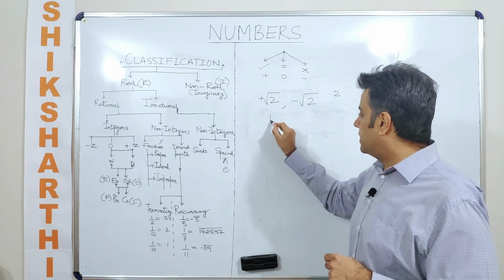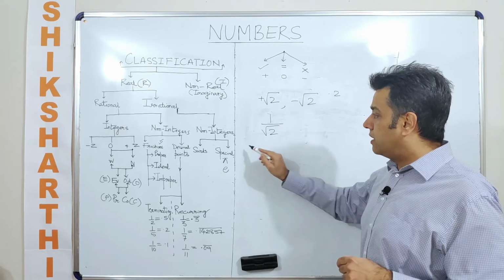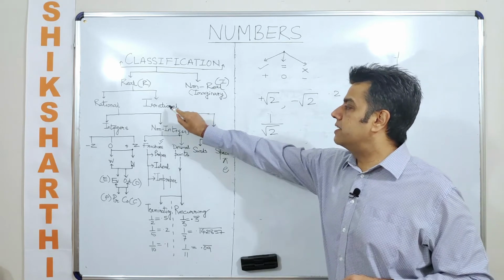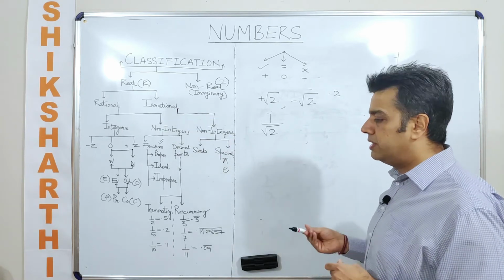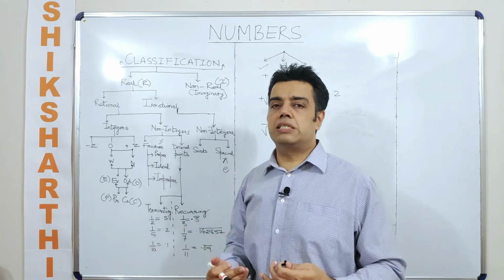So can I write a fraction as 1 divided by root 2? Yes, I can write it down. But if I am writing this, it becomes a non-integer only, and this falls under the category of irrational numbers. Why does it fall under the category of irrational numbers? Because it is a form of a surd.